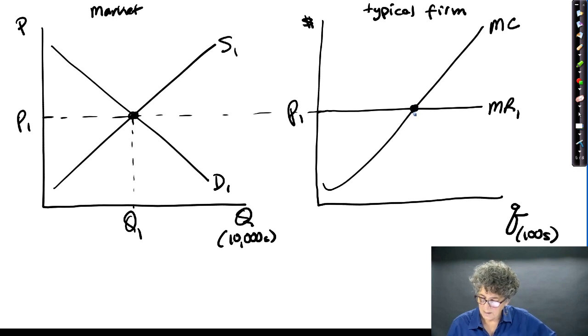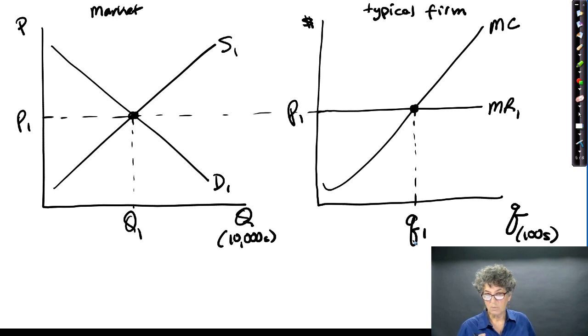The profit maximizing quantity for this firm is to produce a quantity Q1, where marginal cost equals marginal revenue. That's the quantity at which this firm will maximize profit. In order to know how much profit this firm is earning, we need to have an average total cost curve.